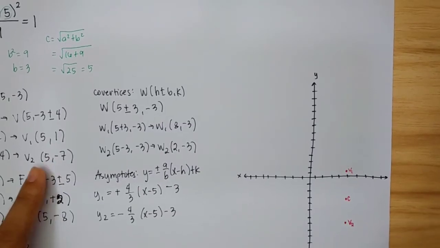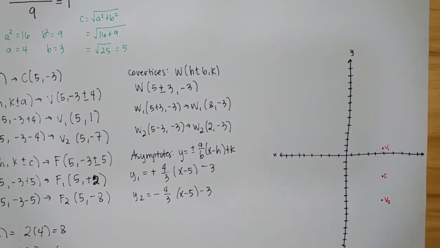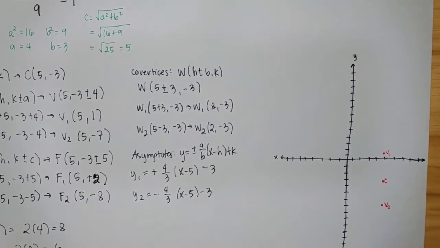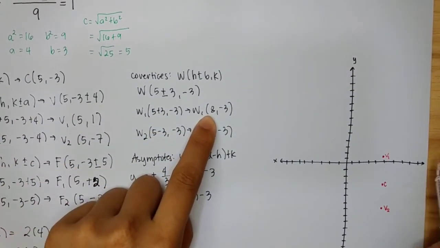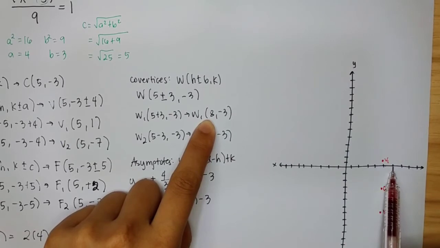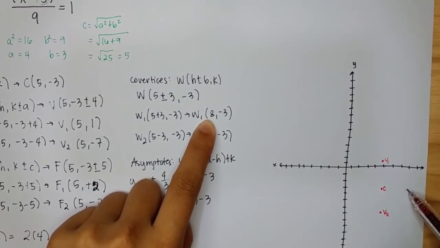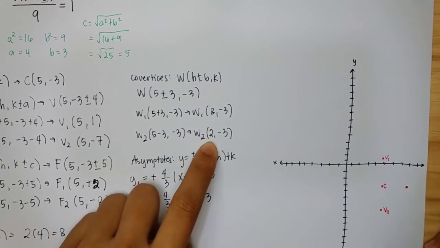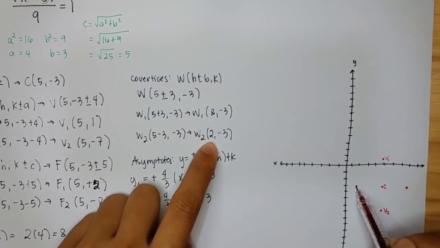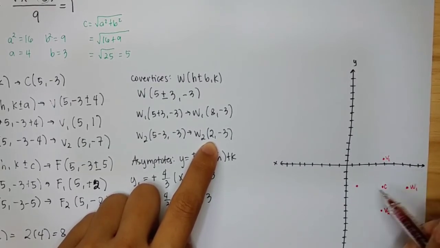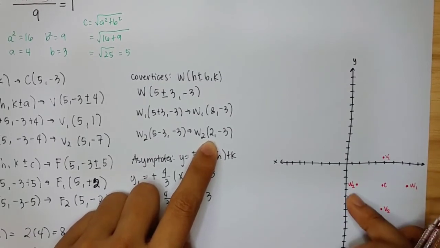Okay. Then, clear lang ba yung graph natin? Okay, that is our V2. Then, we have here our co-vertex muna tayo. We have 8 and negative 3. We have 5, 6, 7, 8 and negative 3. 1, 2, 3. So, we have here 8 and negative 3. Then, we have 2 and negative 3. We have 1, 2. This is here. Negative 3. This is our W1. This is our W2. Okay, or co-vertex 1 and co-vertex 2.